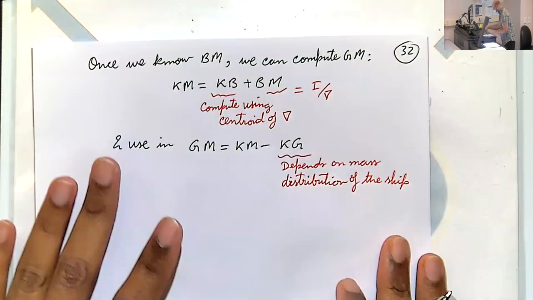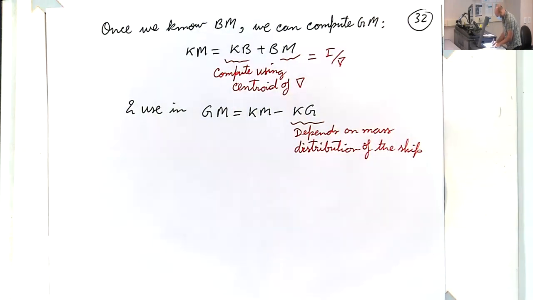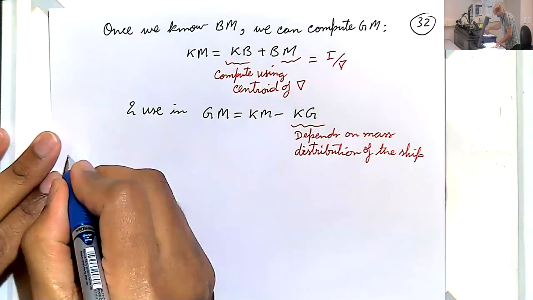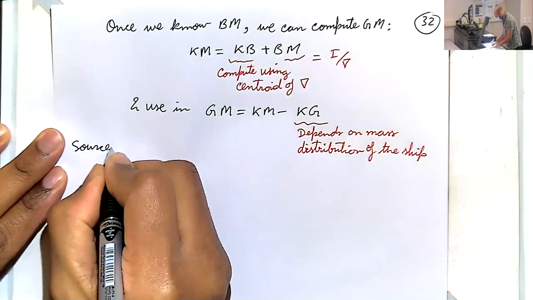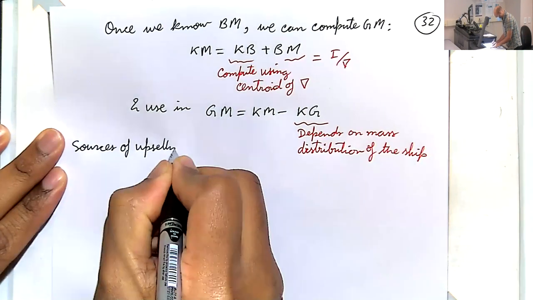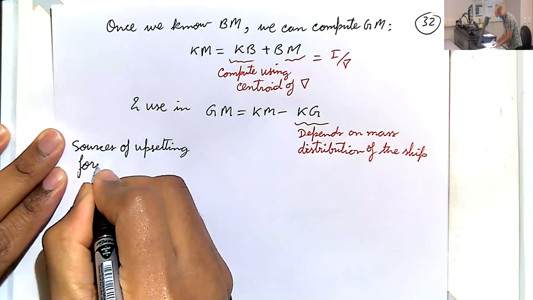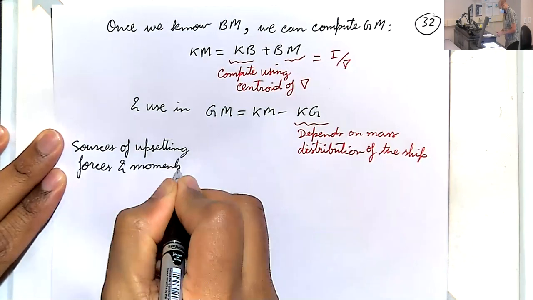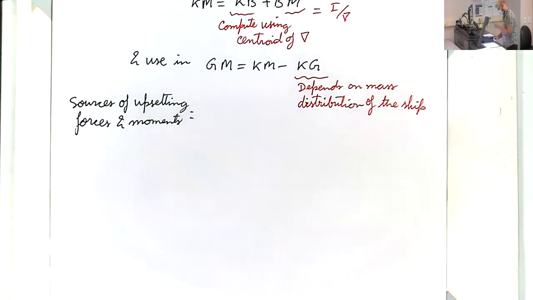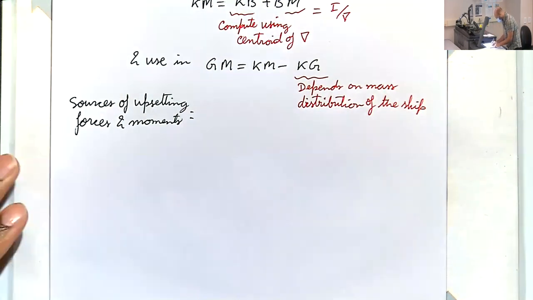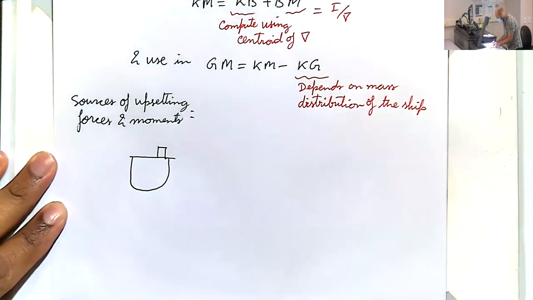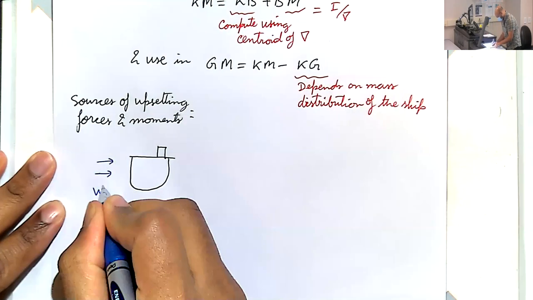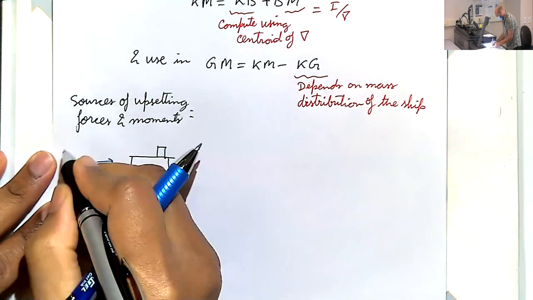All right, and some sources of upsetting forces that can upset your hull. You have wind or waves that basically cause your hull to roll. Let's say we have our hull slightly tilted and there are cargo containers on top and you have wind. That causes you to tilt slightly from the horizontal.